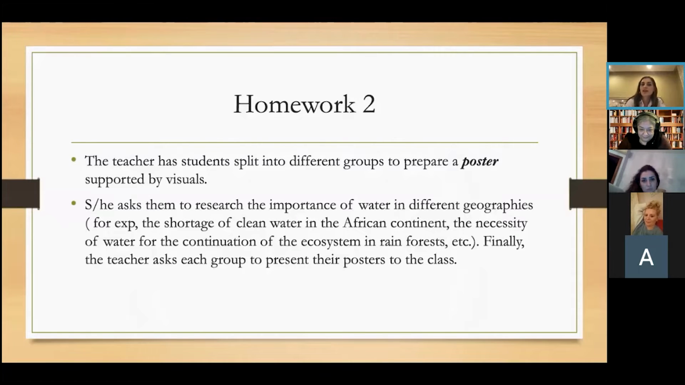The teacher has students split into different groups to prepare a poster supported by visuals. She asked them to research the importance of water in different geographies. For example, the shortage of clean water in the African continent, the necessity of water for the continuation of the ecosystem in rainforests, and so on. Finally, the teacher asks each group to present their posters to the class.